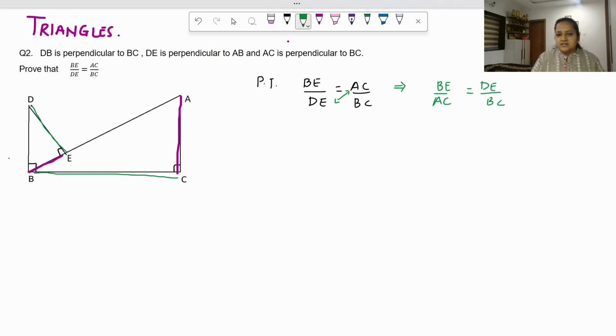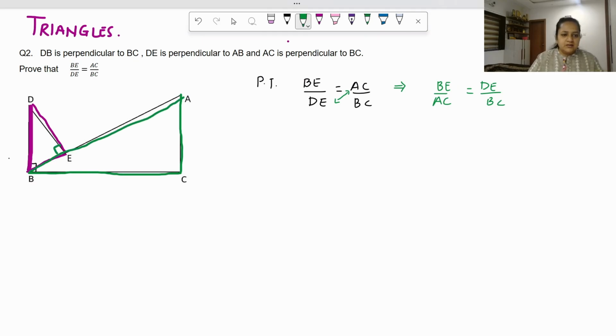And with that, we've got the two triangles that we want to prove similar. Once we prove that these two triangles are similar, the rest is by taking corresponding sides of similar triangles, and we'll get the ratio. I hope you have understood what is to be done. Now let's look at the question. We are looking at triangle BED and triangle ABC.